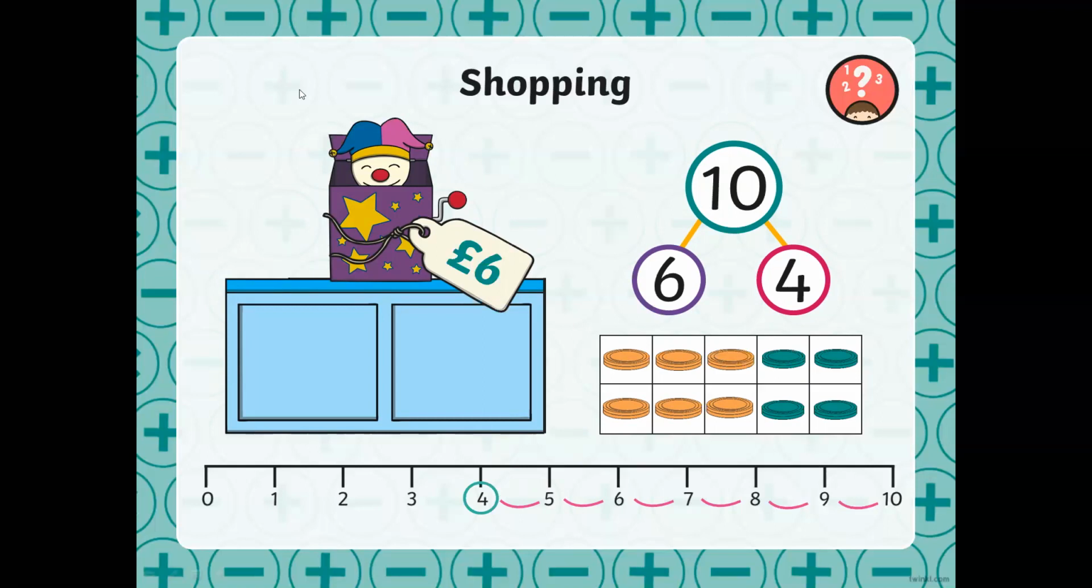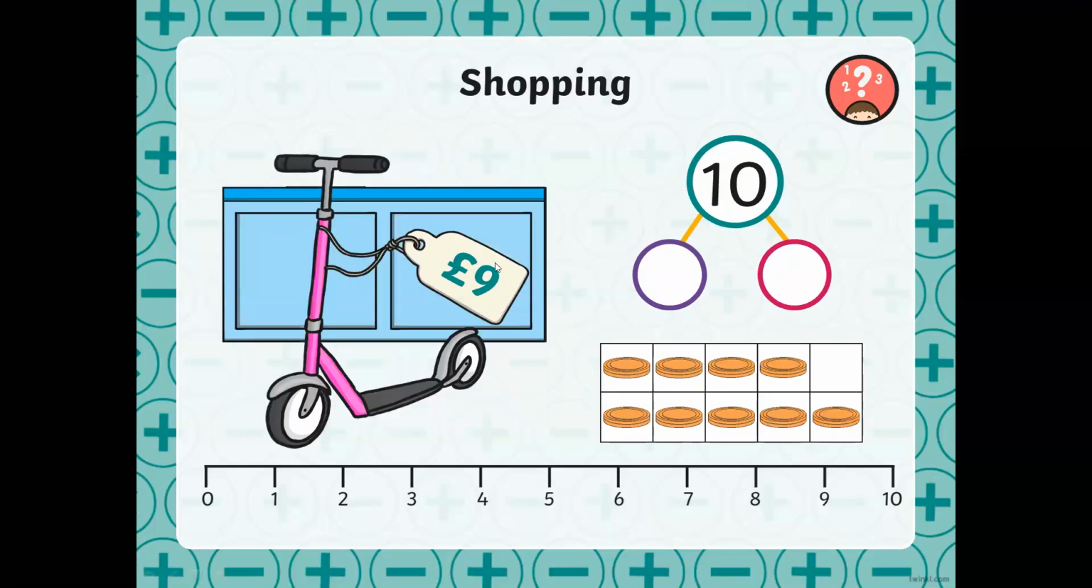Okay, let's see another example. If I bought the scooter that costs $9, I will write here 9. So 9 and what makes 10? I can hear you say 1. Thank you. 9 and 1 makes 10. So I will have $1 left. Here I represented the 9 in the 10 frame with orange color, and this is the 1 left.